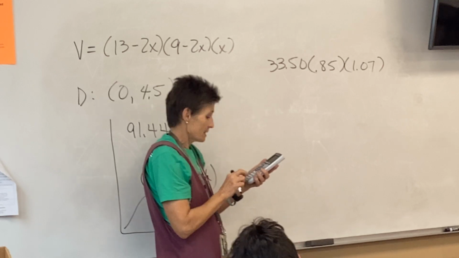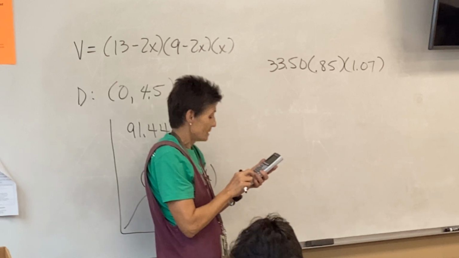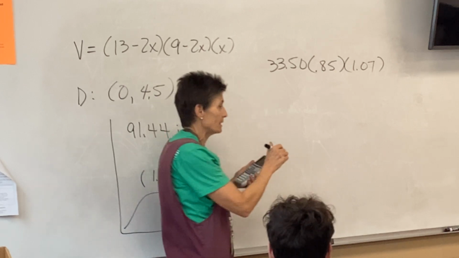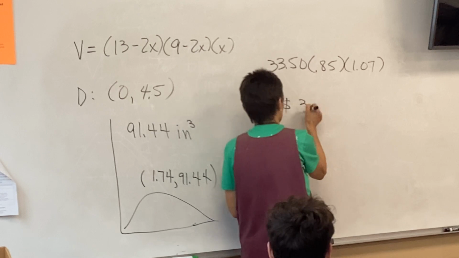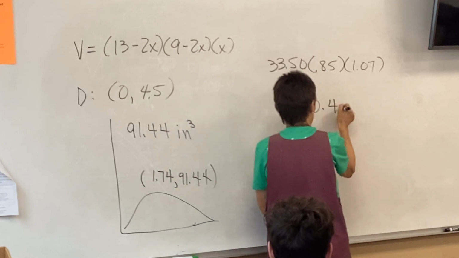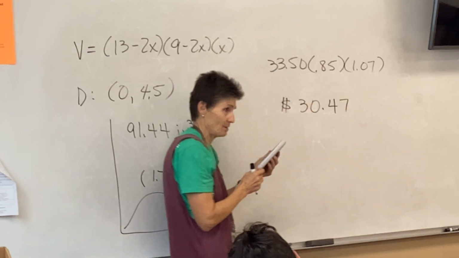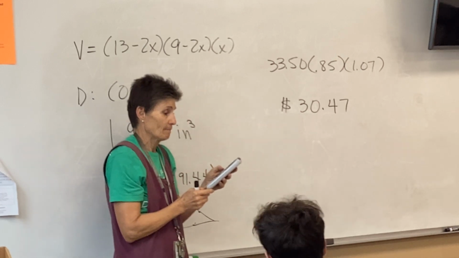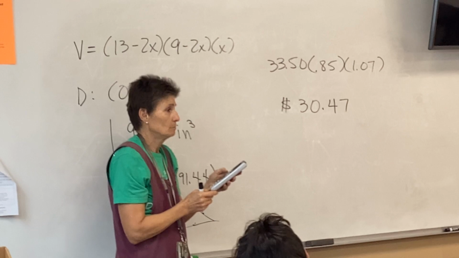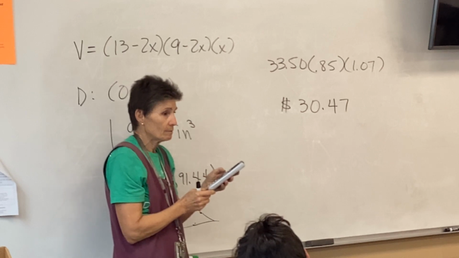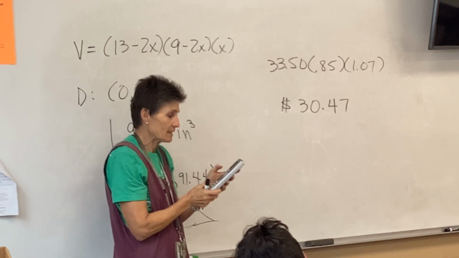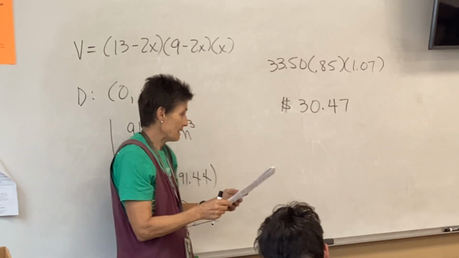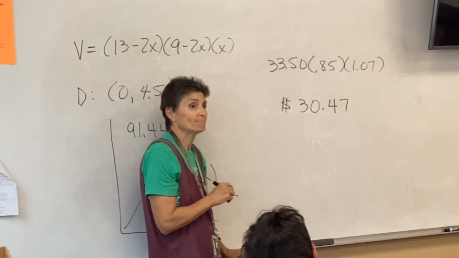One quick type, and you have your answer. 33.50 times 0.85 times 1.07. Round it correctly. What's it going to be? $30.47. $30.47, Noah says. Is he right? Could you make it $30.50 by chance? No. Okay, gotcha. They don't round everything to the nearest half dollar. We can do cents. Anybody have a question about that?